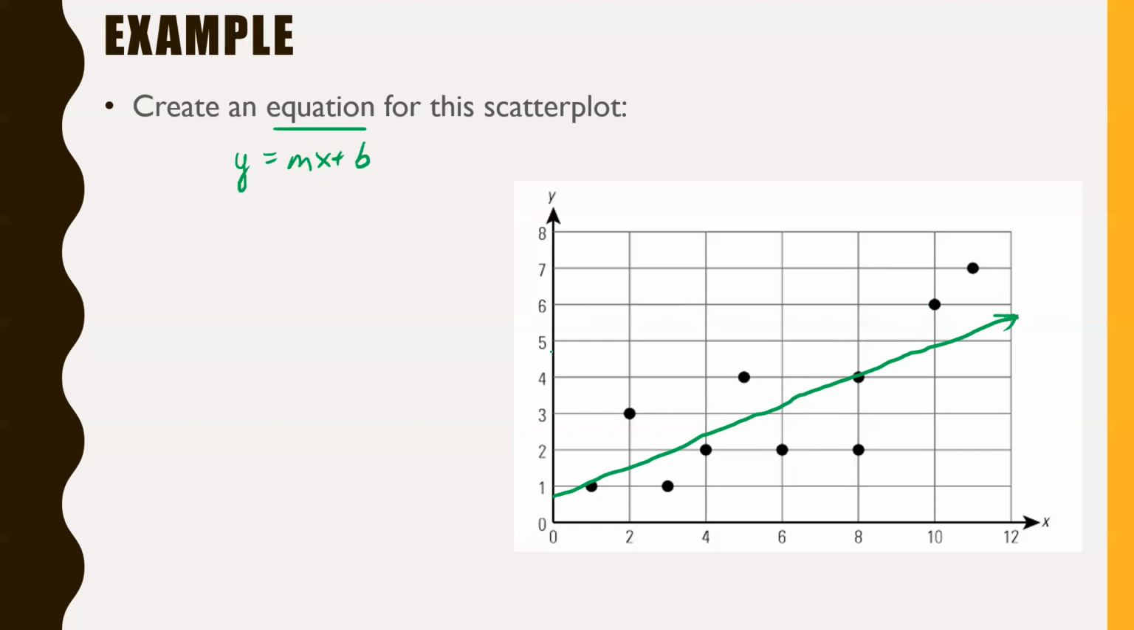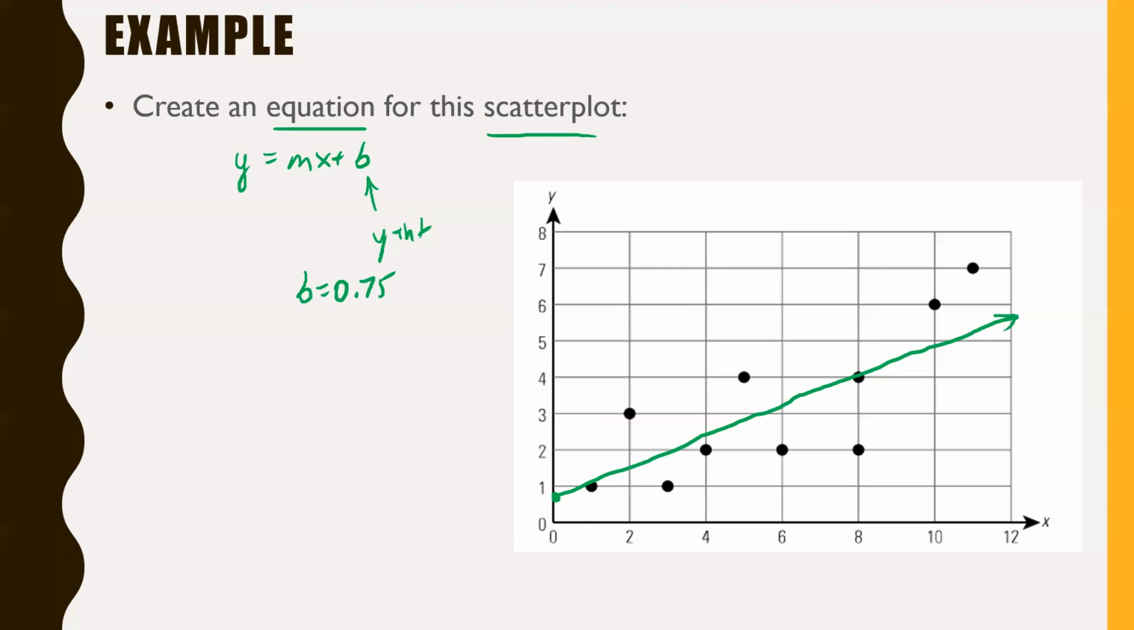Now, in terms of getting an equation, we need an mx plus b. Let's start with a b value. b is where we cross our y-axis. It's our y-intercept, right? I'm going to have to just estimate this, as you will with any scatter plot. You just have to estimate this. I'm going to estimate that at about 0.75. So I'm going to say b is about 0.75.